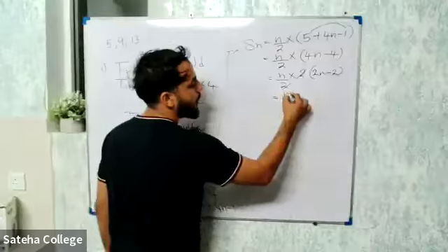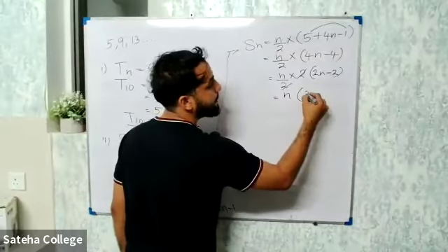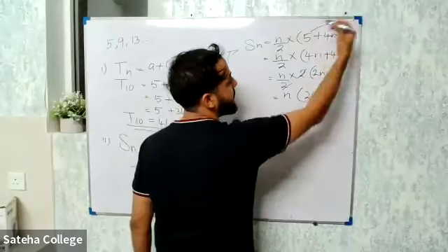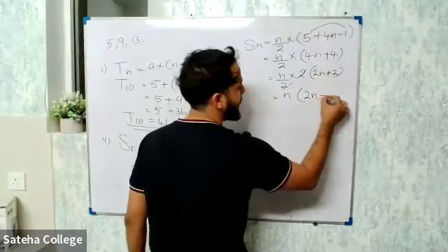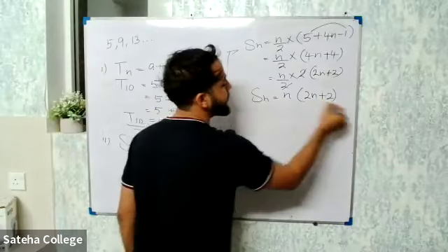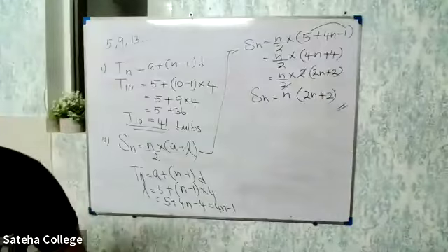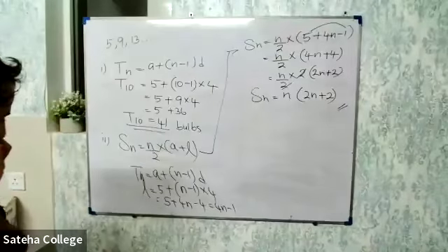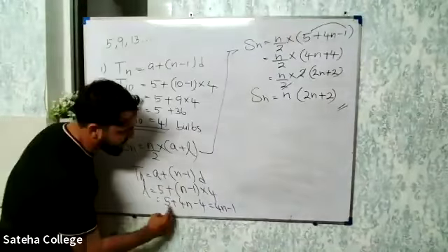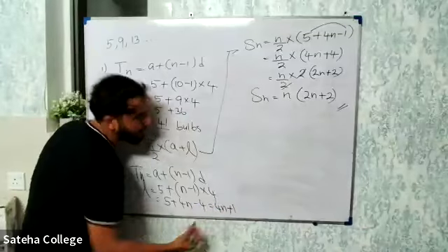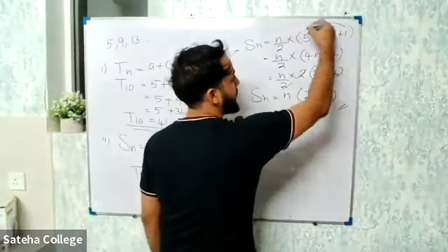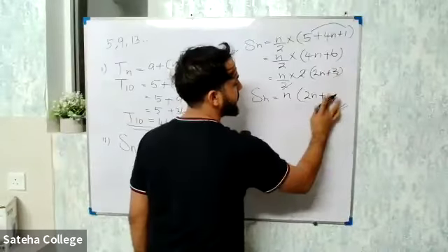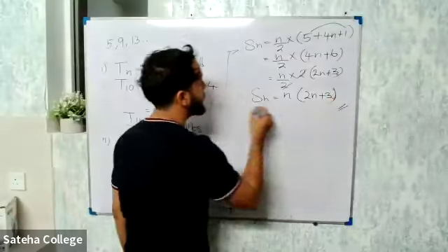Cut the 2 and 2 here. What do you remain with? n. Wait, plus 3. Wait, my bad. 5 plus 1, that is 6. I am sorry. So Sn is equal to n into 2n plus 3. Okay? Sorry about that. Right.